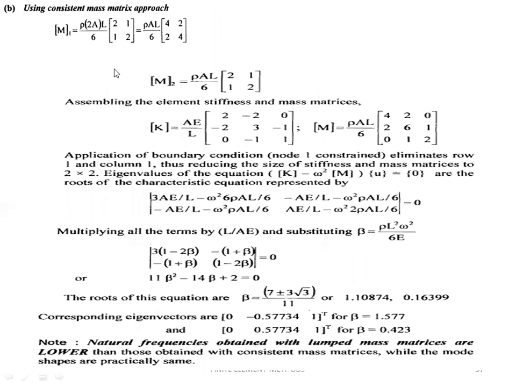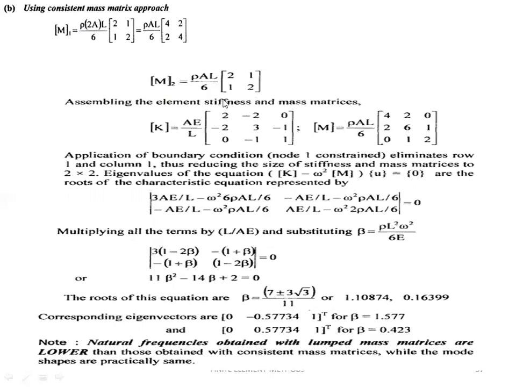In this consistent mass matrix approach, the consistent mass matrix for the bar element is equal to rho A L by 6 into [2 1; 1 2]. This can be applied for element 1 and element 2. In element 1, the rho into A becomes 2 times A into L by 6 into [2 1; 1 2]. Sending this 2 inside the matrix, it can be written as rho A L by 6 into [4 2; 2 4], which will be the consistent mass matrix for the first element.